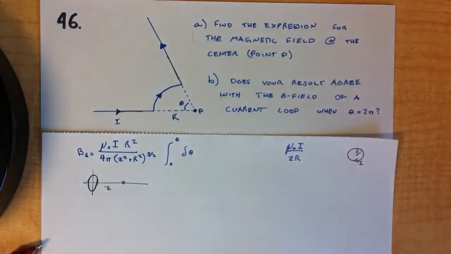How's it going, guys? So what we're looking at today for physics vids is question 46 of chapter 33. This guy's dealing with a partial loop and the B field felt at the center of that loop.